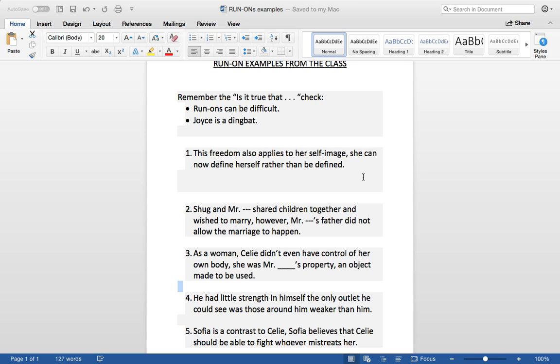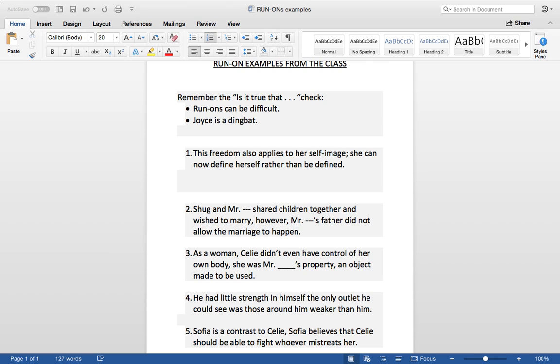So the student who wrote this has the right idea. The student is trying to write a more compound sentence, but what we want to do is get rid of the run-on. So FANBOYS is always an option. This freedom also applies to her self-image. She can now define herself rather than be defined. I probably wouldn't use the fanboy here because there's a nice balance. So probably what I would do is use the semicolon right here. Okay? Because that is the perfect fix.